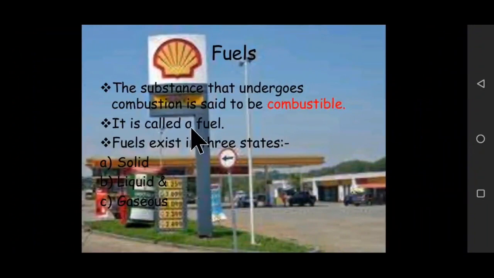Now, what is fuel? A substance that undergoes combustion is called a combustible substance, and such substances can also be termed as fuel. Now, fuel exists in three states, that is solid, liquid and gas.